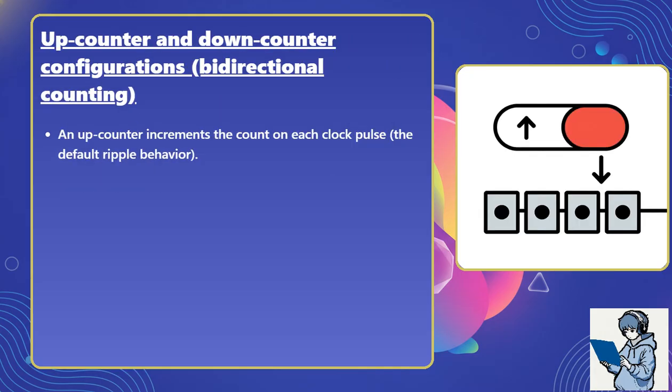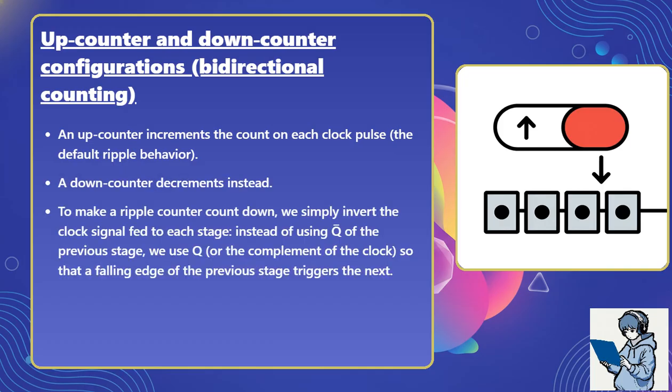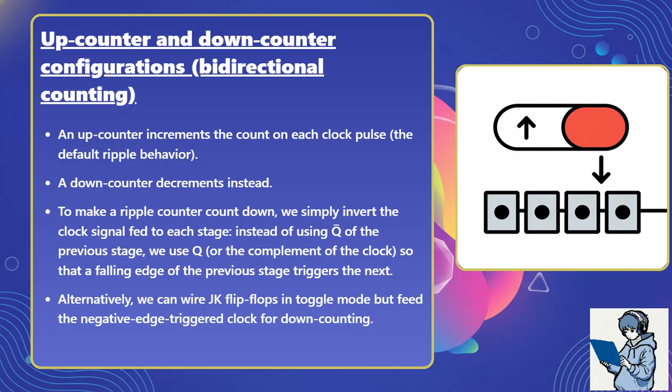An up counter increments the count on each clock pulse, the default ripple behavior. A down counter decrements instead. To make a ripple counter count down, we simply invert the clock signal fed to each stage. Instead of using Q bar of the previous stage, we use Q, or the complement of the clock, so that a falling edge of the previous stage triggers the next. Alternatively, we can wire JK flip-flops in toggle mode, but feed the negative edge triggered clock for down counting.